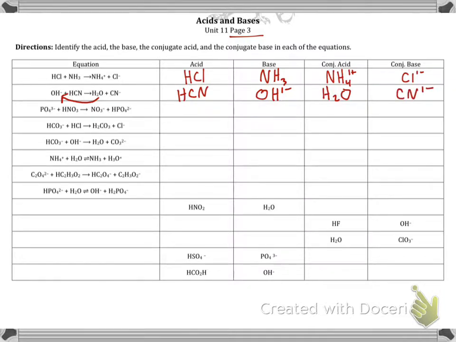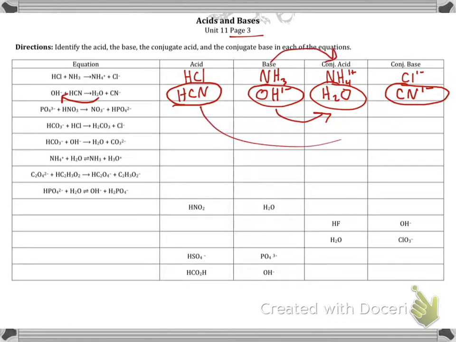Now, what I want to point out here is notice that whatever is originally an acid always becomes a conjugate base. And notice that whatever is a base will always become a conjugate acid. And so the base becomes the conjugate acid, same thing here, and the acid becomes the conjugate base. And it's the same thing here. And so that's going to be the case every single time.